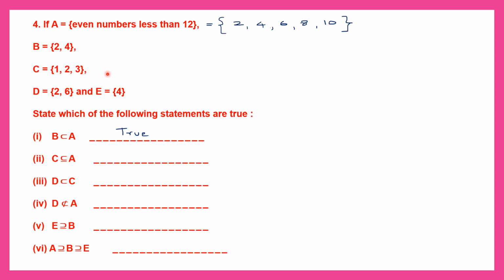Do all the elements of C belong to A? No. Here we have 1, 2 and 3. We don't have 1 and 3. That means C is not a subset of set A. So this statement is false.